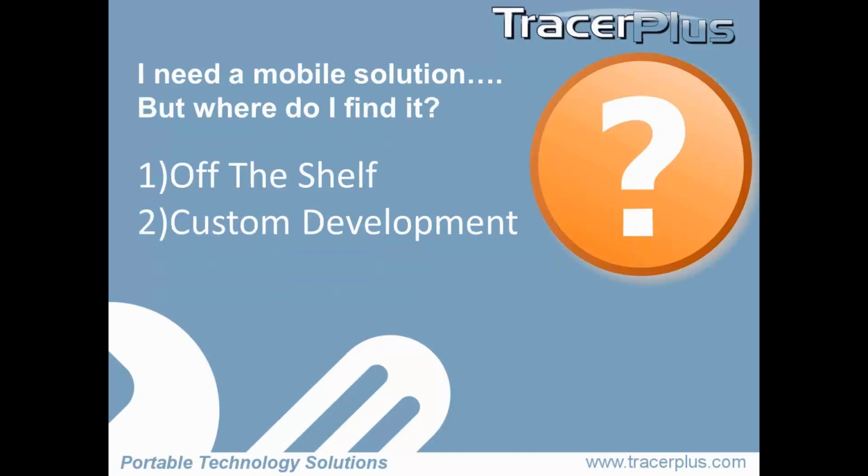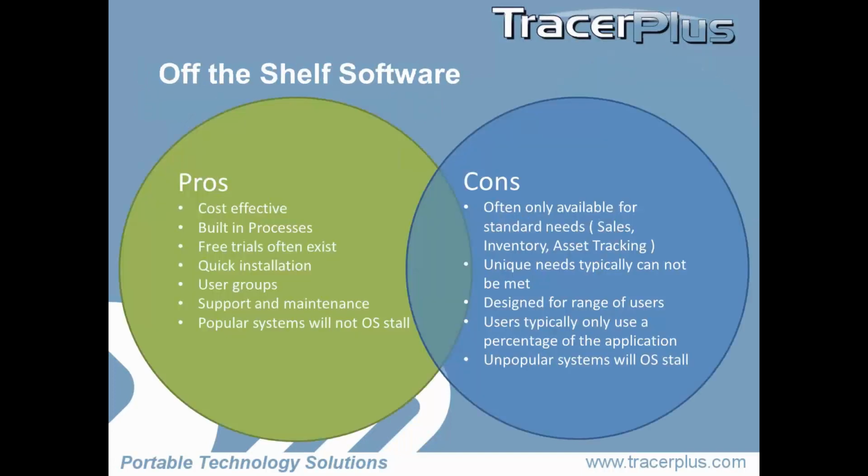So if we can go to the next slide. So we've concluded we need a mobile solution for our company. Traditionally, what most of our customers do is they go down the off-the-shelf path first. And then when that doesn't work, they'll go down the custom development path. I'm just going to, as quickly as I can, go through the pros and cons of each one of those paths. So if we can go to the next slide, the off-the-shelf software.